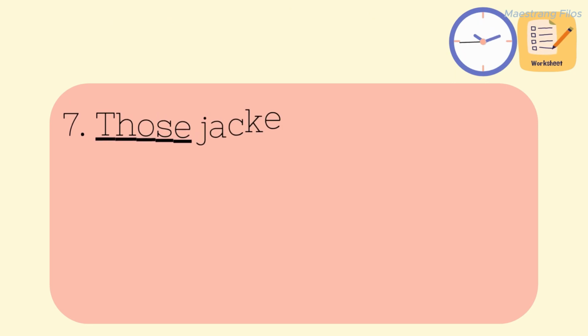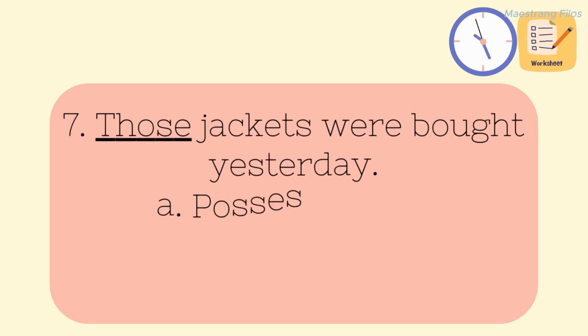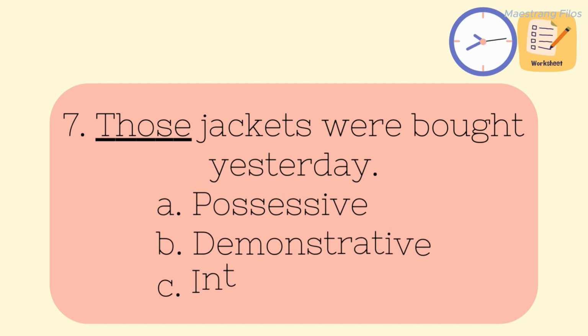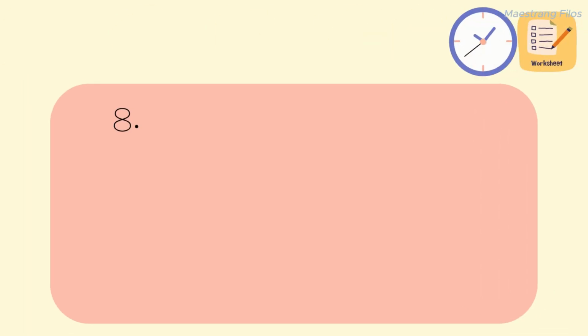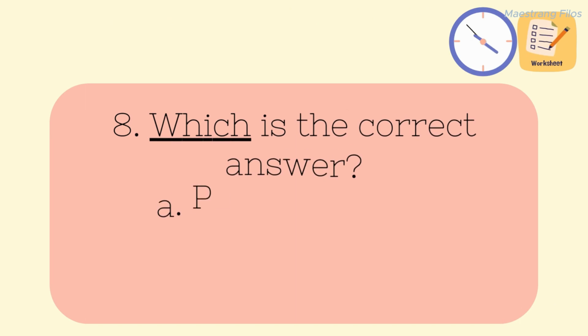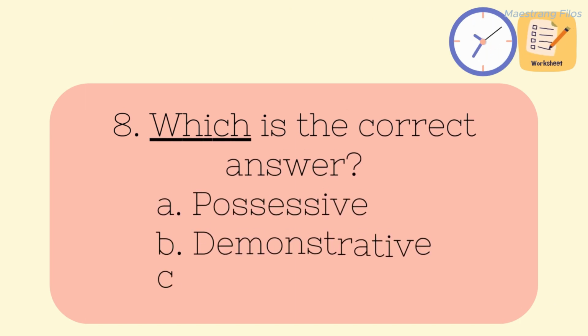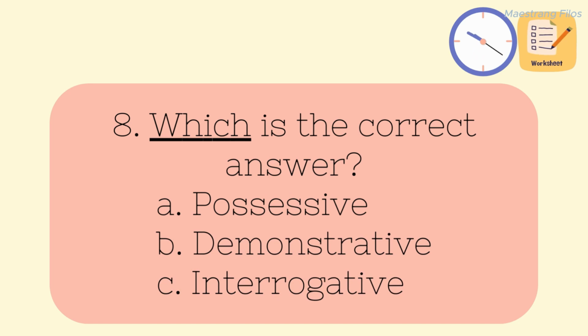Number 7. Those jackets were bought yesterday. The underlined word is those. What type of pronoun is this? A. Possessive. B. Demonstrative. Or C. Interrogative. Number 8. Which is the correct answer? The underlined word is which. What type of pronoun is this? A. Possessive. B. Demonstrative. Or C. Interrogative.